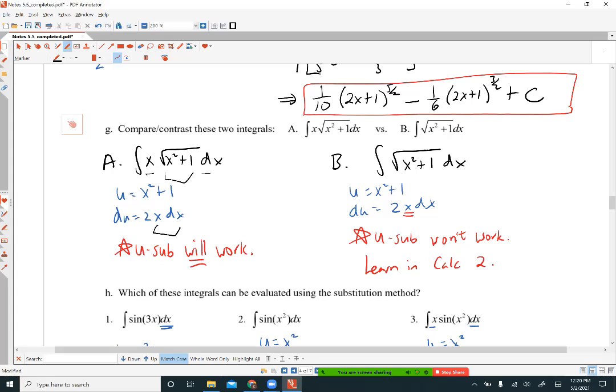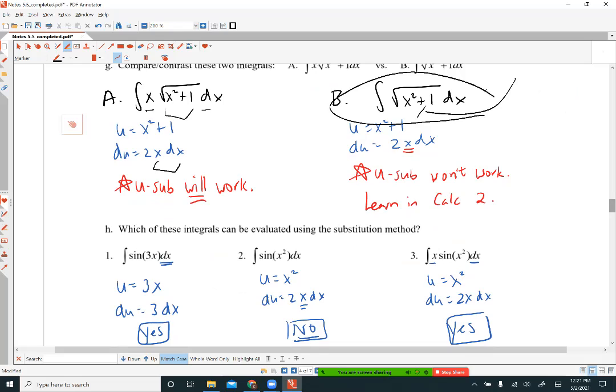In Calc 2, you will learn something called a trig substitution to evaluate this integral b. So this integral b is not for Calc 1, it's for Calc 2. But substitution won't work, and that's what I'm saying. Eventually you'll learn all these methods, and for some problems substitution doesn't work, so we just say, oh well, let's move on to the next one. That's kind of what's hard about calculus or mathematics in general. You have so many techniques to solve these problems, but which is the right technique?